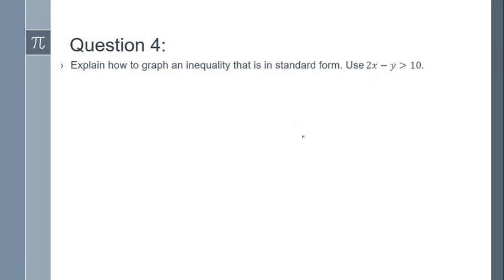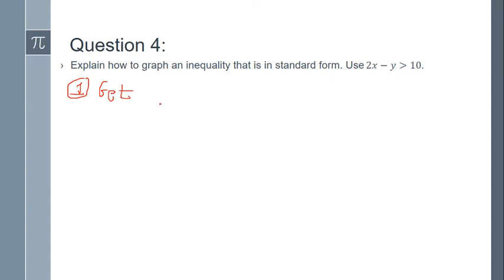So now question 4, you're going to put question 3, what we just did, how we just graphed that inequality, into words. Basically explain how to graph an inequality that is in standard form. And then here I said go ahead and use this inequality, 2x minus y is greater than 10, as an example to help illustrate your point. And you need to tell me that step 1 would be to get it into standard form.